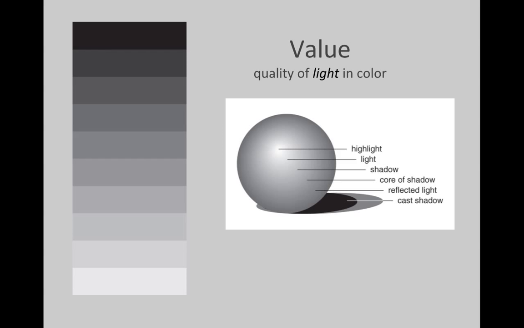So it's low value. I love this simple diagram here that reminds us that even just with value, just the way that you place your highlights, midtones, and darks, you can create the illusion of space, which is part of the magic of art, really, is to create something that seems dimensional on a flat two-dimensional plane.